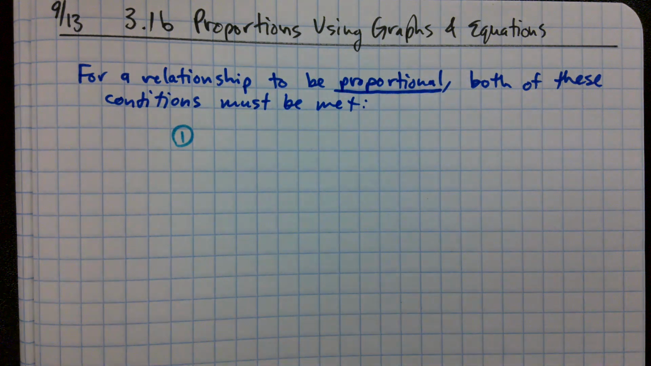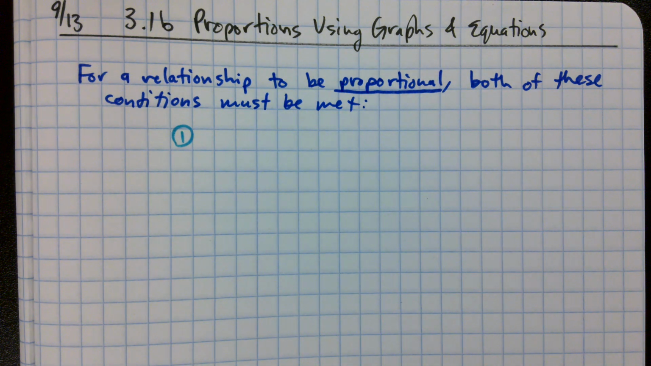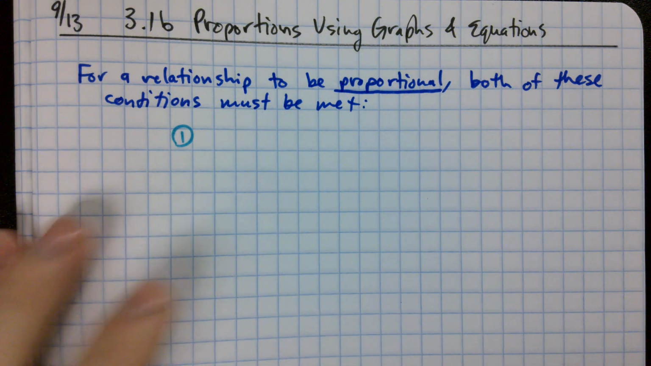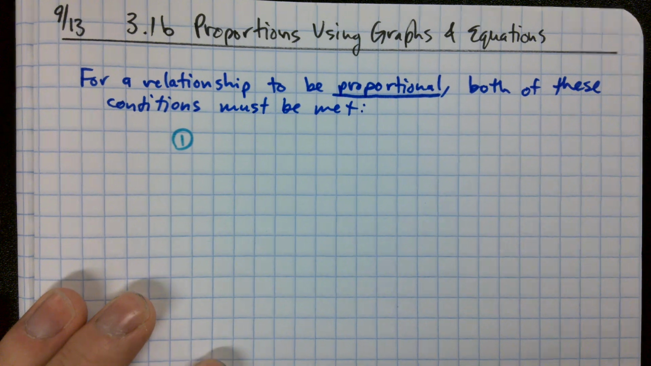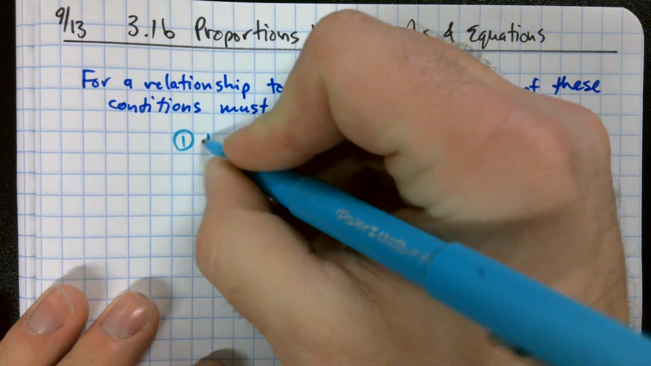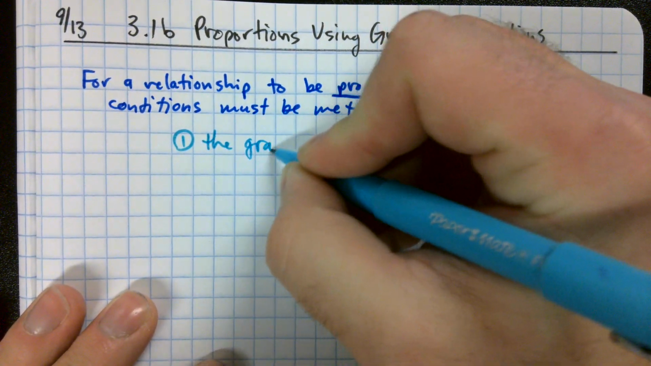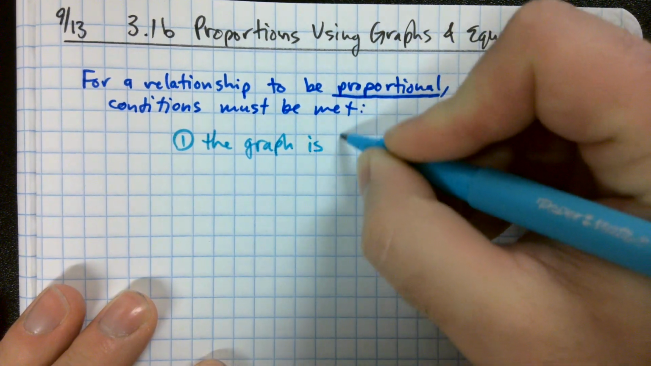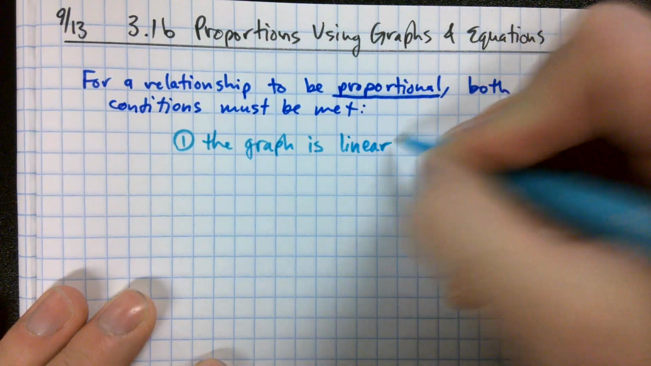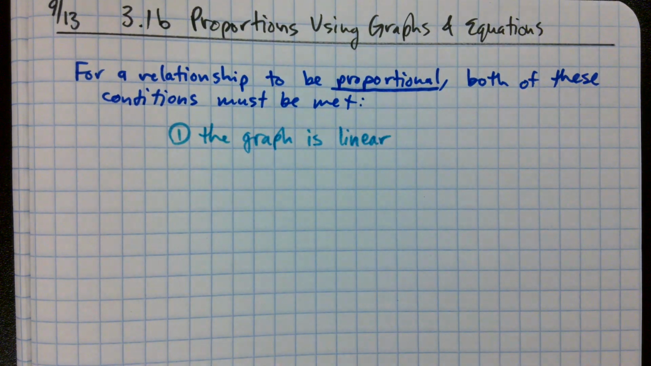For a relationship to be proportional, both of these conditions must be met. The first condition being the graph is linear. Give me a thumbs up if that term sounds familiar to you.